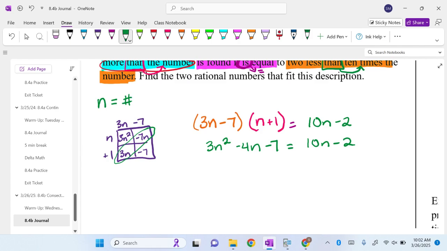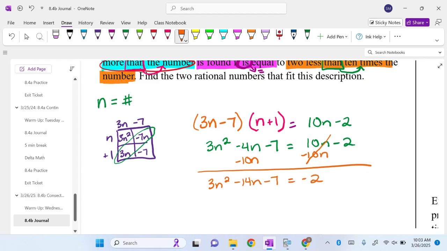So now that we've simplified both sides, we can start moving things to solve. If I want to solve by factoring, which is how you'll do most of these, what do I need to do first? Right, we need to get one side equal to 0, so we're going to start moving things around the equal sign. The first thing I want to do is subtract that 10n. Which term on the left side do I subtract the 10n from? The negative 4n. So this goes away. I'm left with 3n squared minus 14n minus 7 is equal to negative 2.